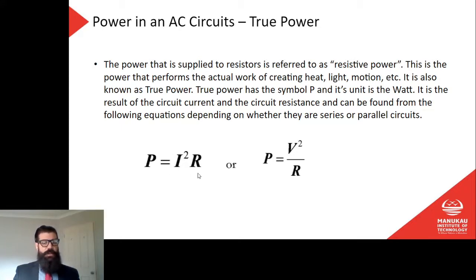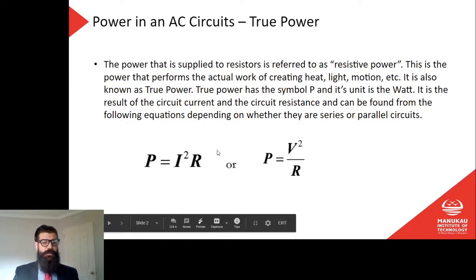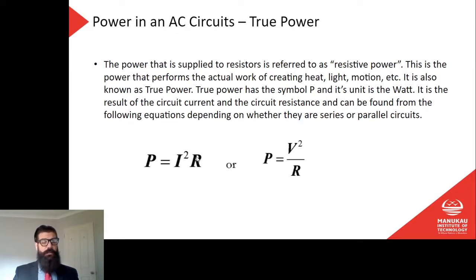So I would do this in a series circuit. I won't necessarily know the voltages. I don't need to know the voltages that are present on every component in the circuit. Just find the total current, and then use that resistance, I squared R, and away I go.